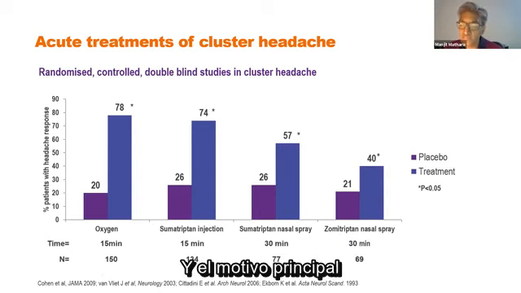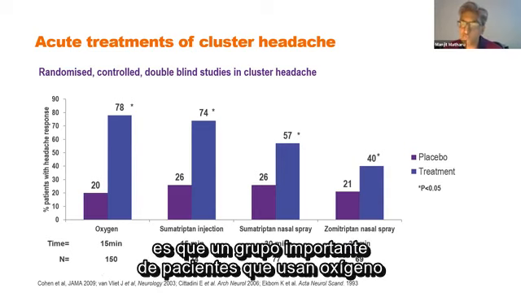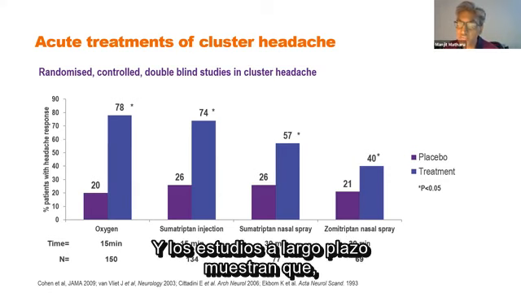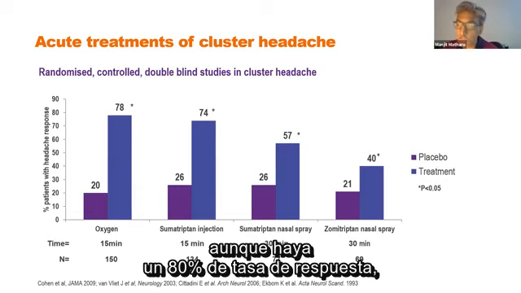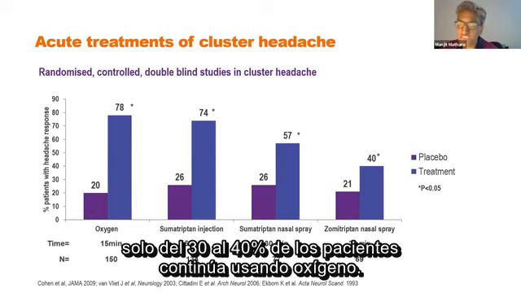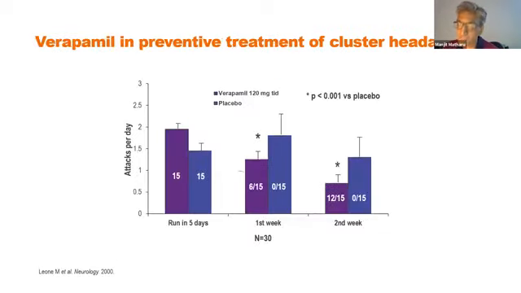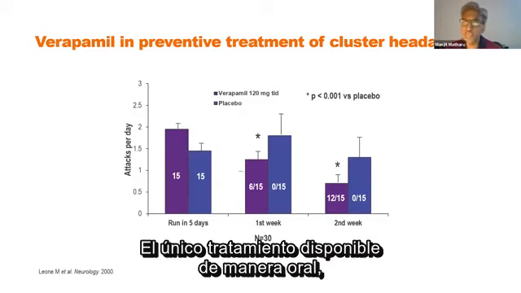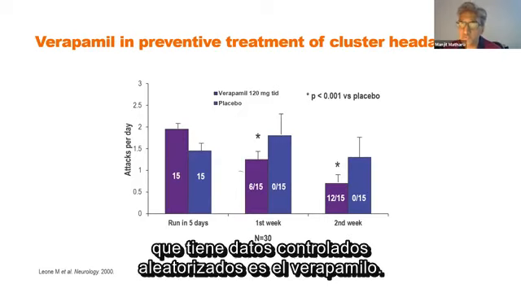And the main reason is a significant proportion of patients who use oxygen will often get a rebound attack. And long-term studies show that even though there's an 80% response rate, only about 30 to 40% of the patients carry on using oxygen. What about other preventive treatments? The only orally available treatment that has got randomized control data is verapamil.